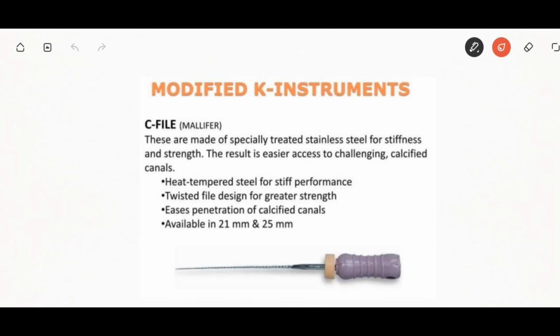Next is the C plus file. The C plus file is used for difficult and calcified canals. It is made up of stainless steel and has a square cross section.